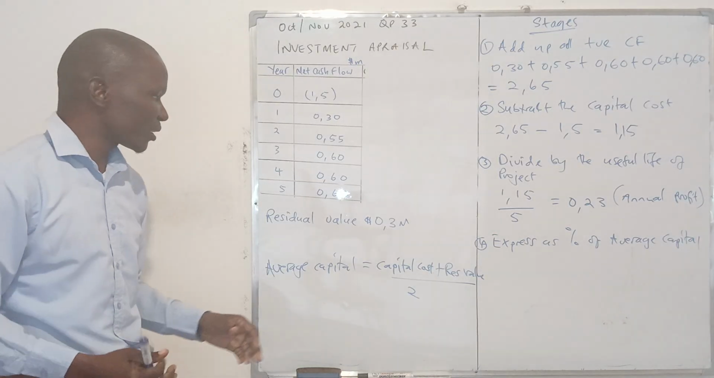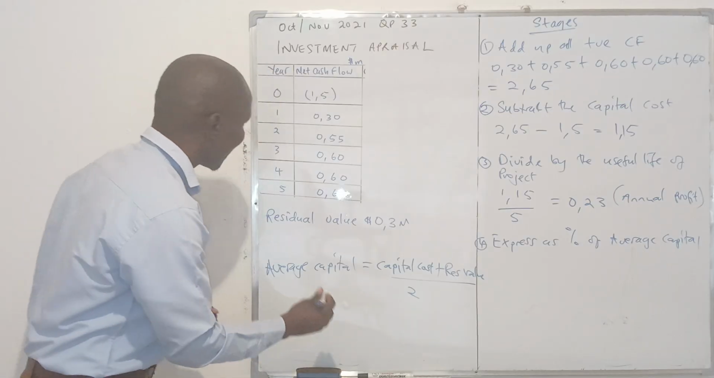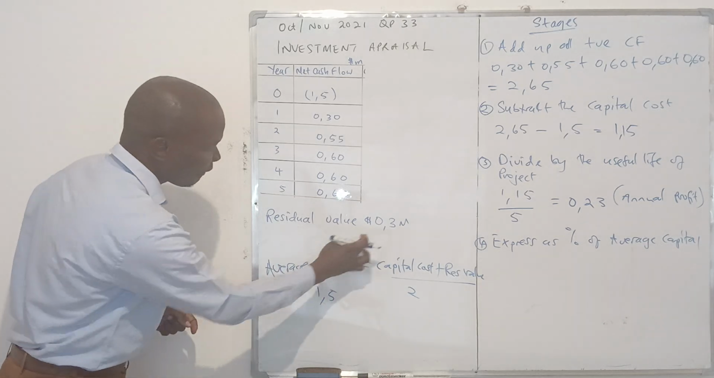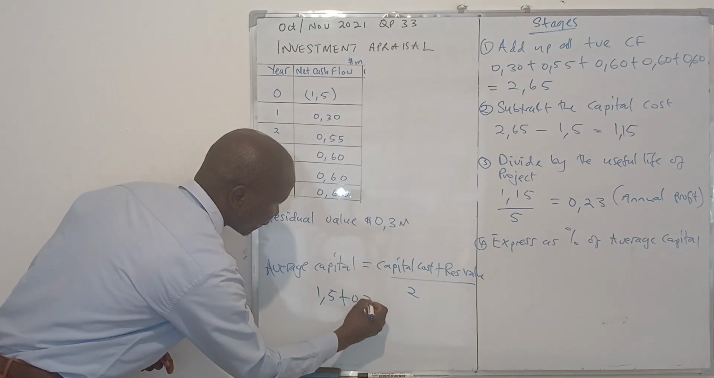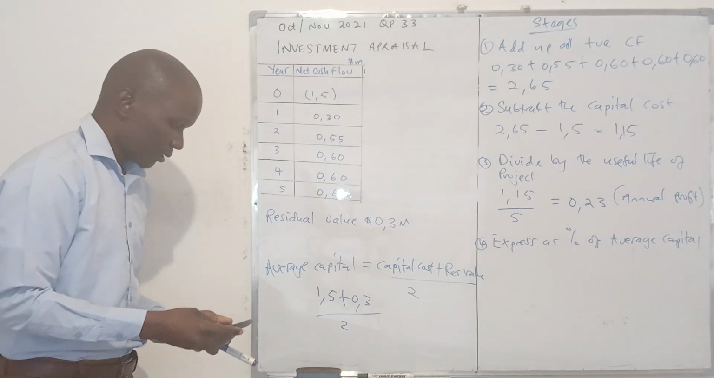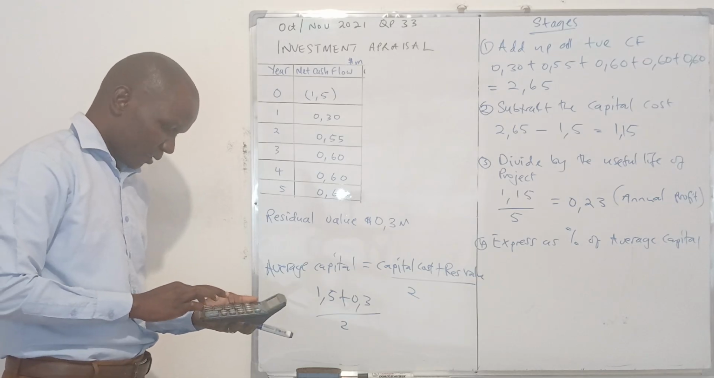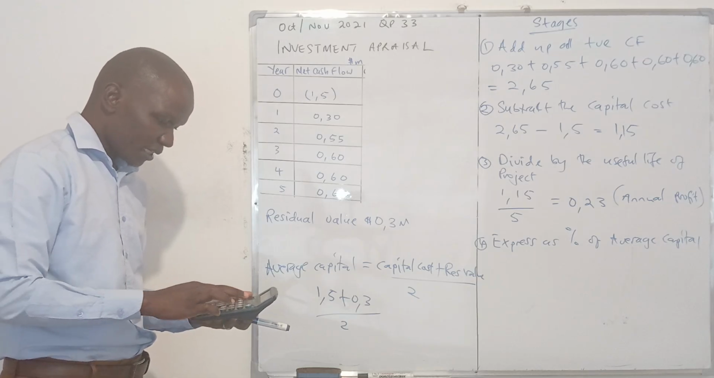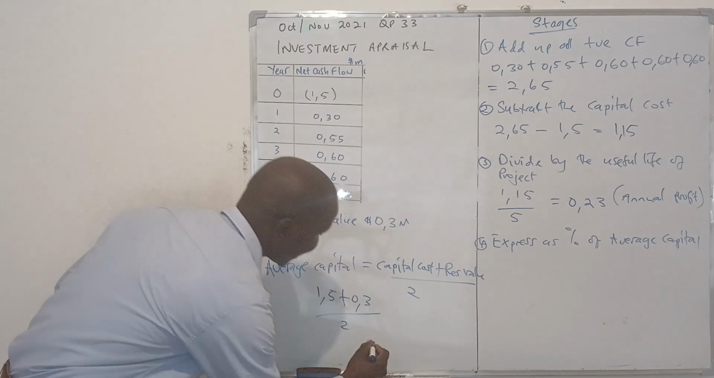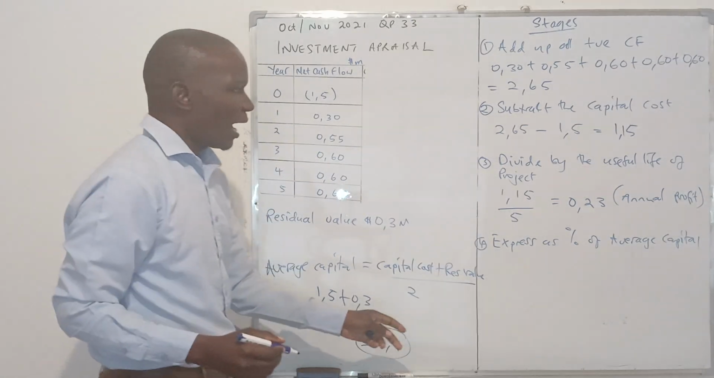So to get the average capital, you say capital cost plus the residual value divided by 2, which in this case is our 1.5 plus the residual value of 0.3, divided by 2. So this is 1.5 plus 0.3, and that divided by 2. This is 0.9. So 0.9 is your average capital.